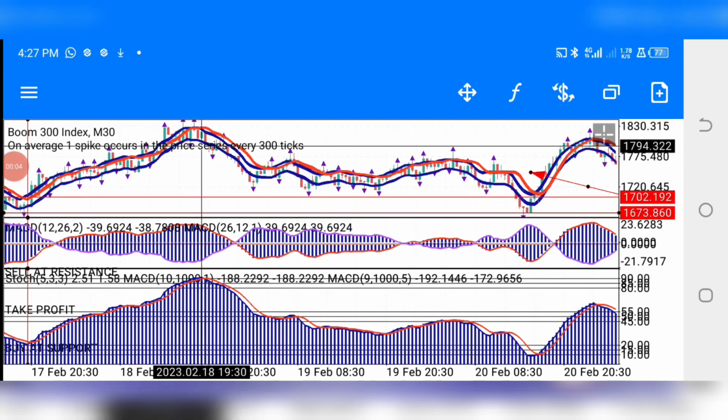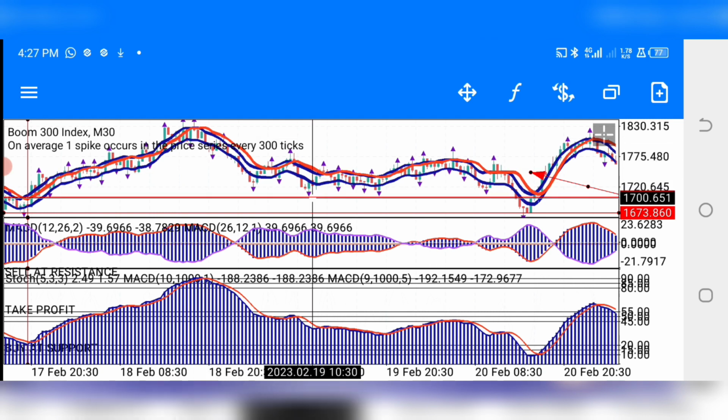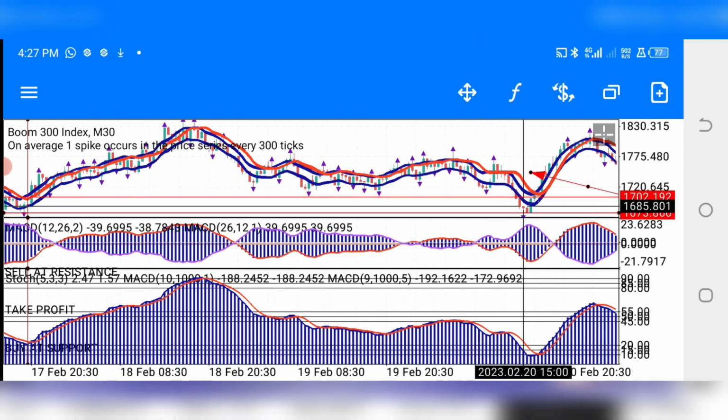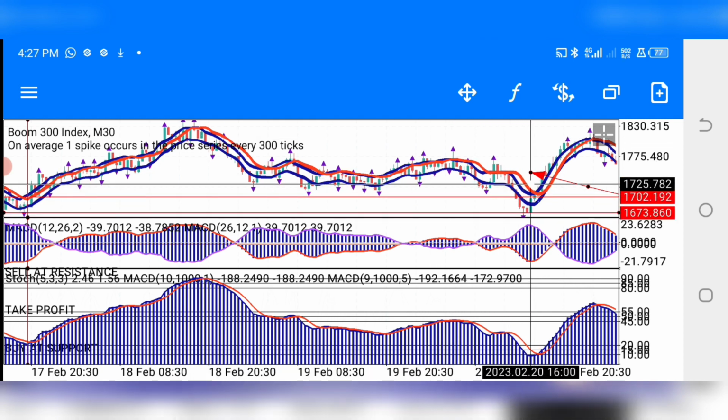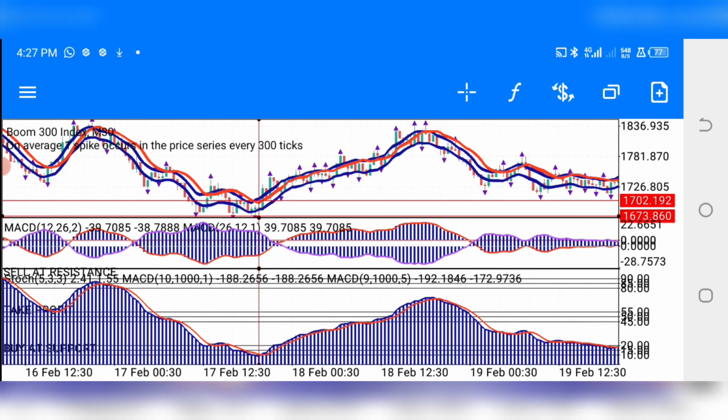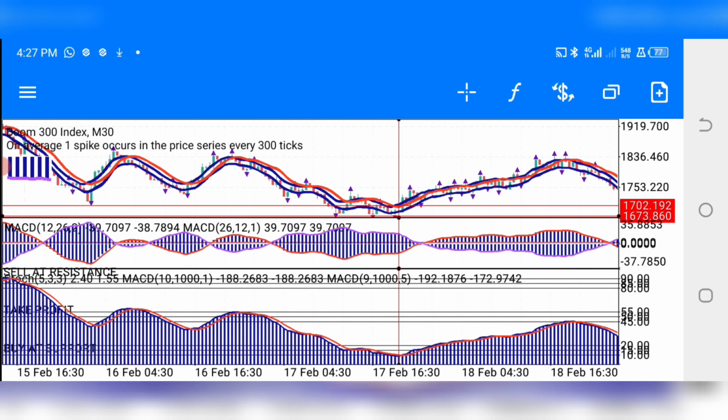I don't want this video to be long, so that's how you continue doing it. You can see this is the next loop it has created, so you take another buy from here. That is how you continue buying and selling using Signal Machine Plus Scalping Pro.